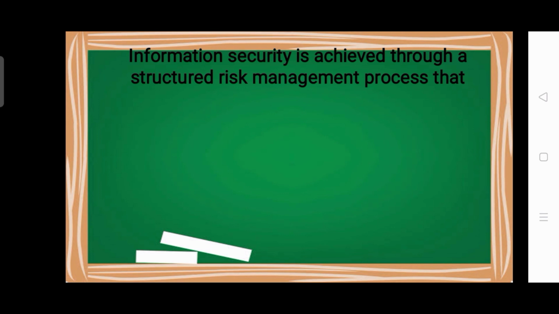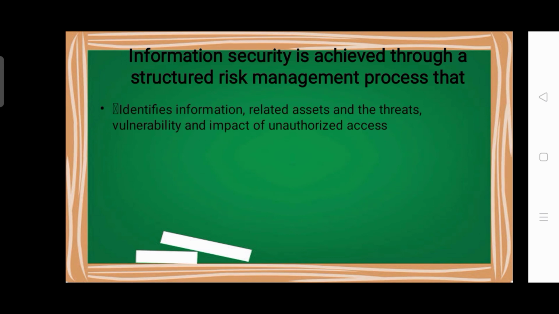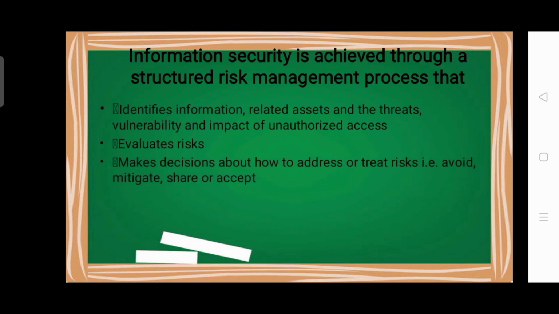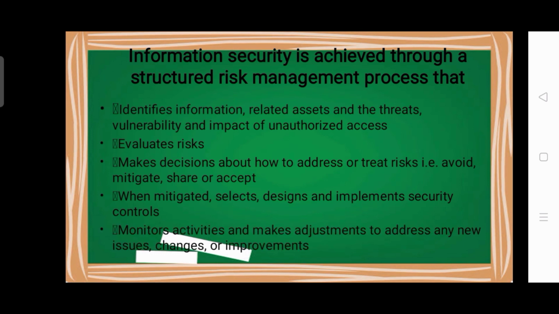Information security is achieved through a structured risk management process that identifies information-related assets and the threats, vulnerabilities, and impact of unauthorized access, evaluates risk, and makes decisions about how to address or treat risk: avoid, mitigate, share, or accept. When mitigated, it selects, designs, and implements security controls, monitors activities, and makes adjustments to address any new issues, changes, or improvements.